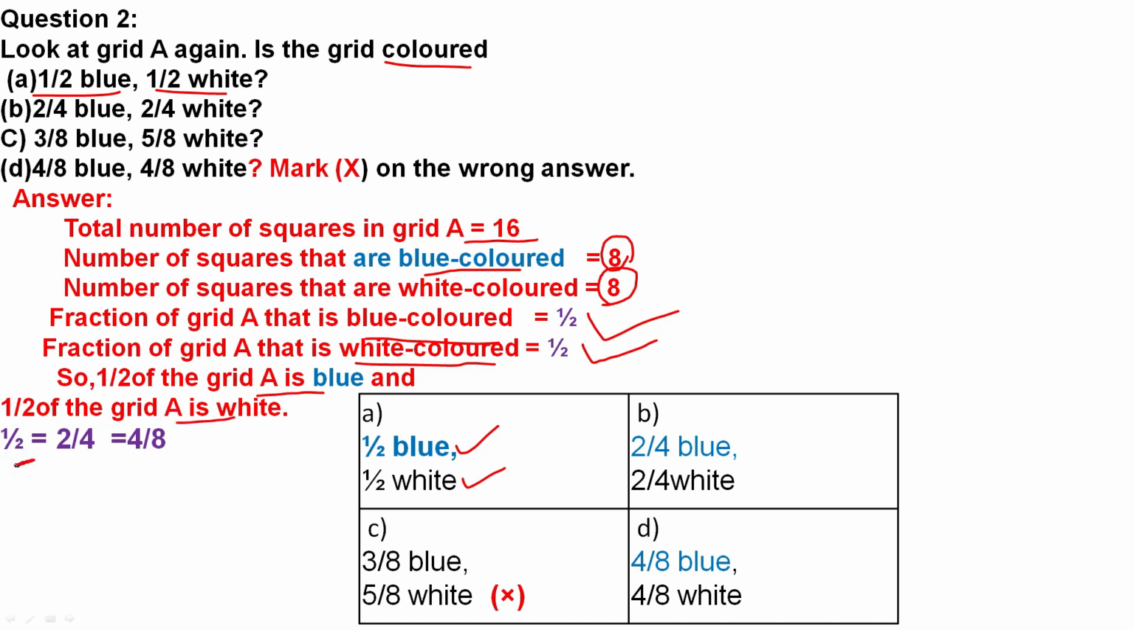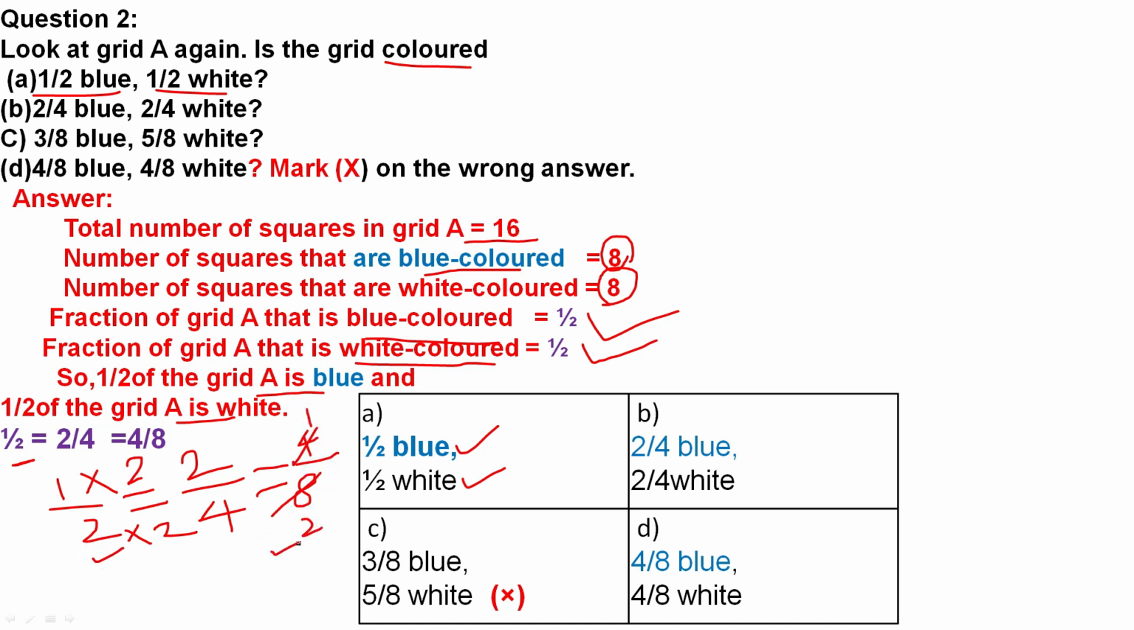So half we can write as 2 by 4. How is it? Multiply the numerator by 2 and the denominator also by 2. You will get the equivalent fraction. We can also write 4 by 8. 4 by 8, if you simplify, 1 4 is 4, 2 4s are 8, again 1 by 2 is coming. So we can write this two ways. The second one, 2 by 4 is blue and 2 by 4 is white.